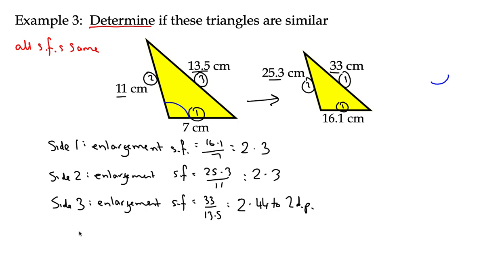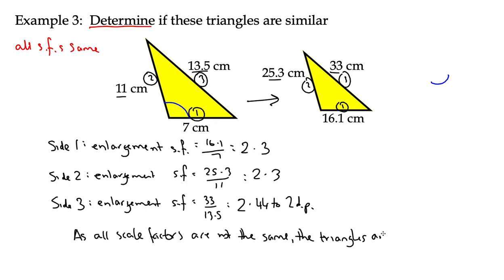So we can see here that as all scale factors are not the same, the triangles are not similar. Okay, so really important. If we'd got 2.3, we could say as all scale factors are the same, the triangles are similar, but because they're not, we can say they're not similar.